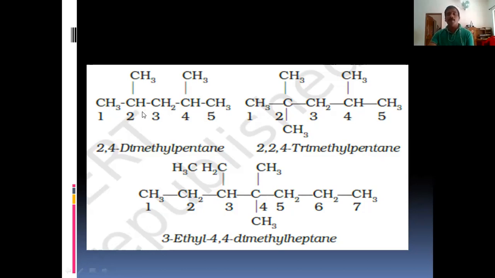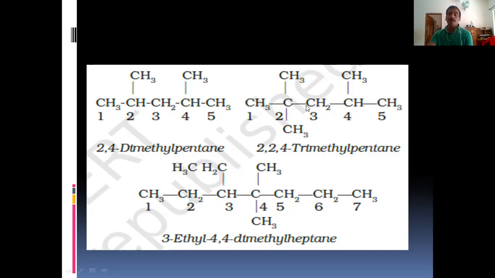So what is the name of the compound? In the second carbon atom a methyl group, in the fourth carbon atom also a methyl group. So you have to write 2,4-dimethyl, as it is given here. 2,4-dimethyl pentane, 5 carbon atoms, therefore pentane. 2,4-dimethyl pentane. That is the name of this compound.